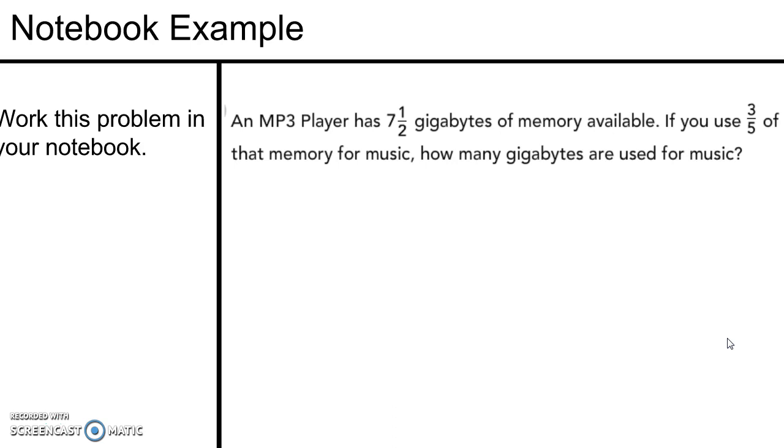Now I want you to work this one in your notebook. An MP3 player has 7.5 gigabytes of memory available. If you use 3/5 of that memory for music, how many gigabytes are used for music? Remember that I told you the word of is a key word that means to multiply. So you should have 7 1/2 times 3/5.